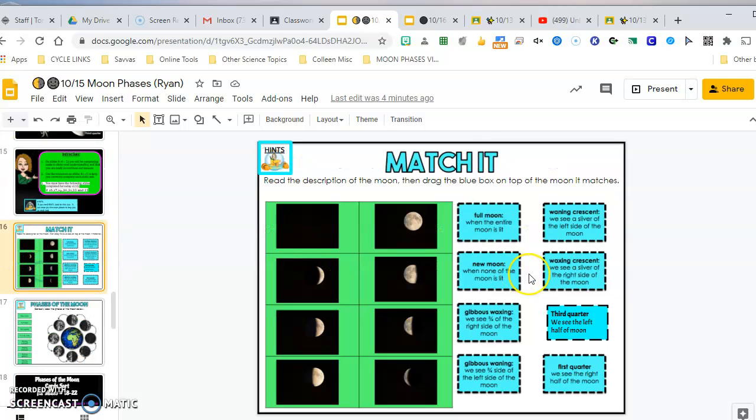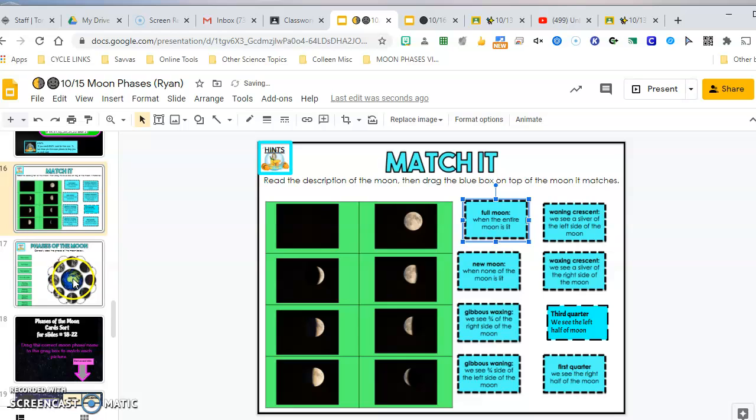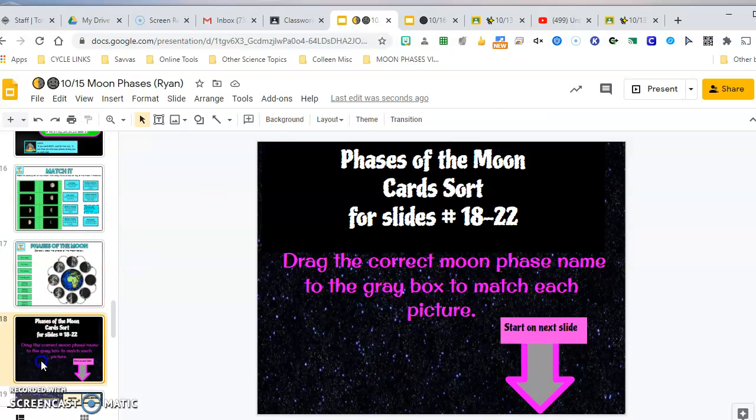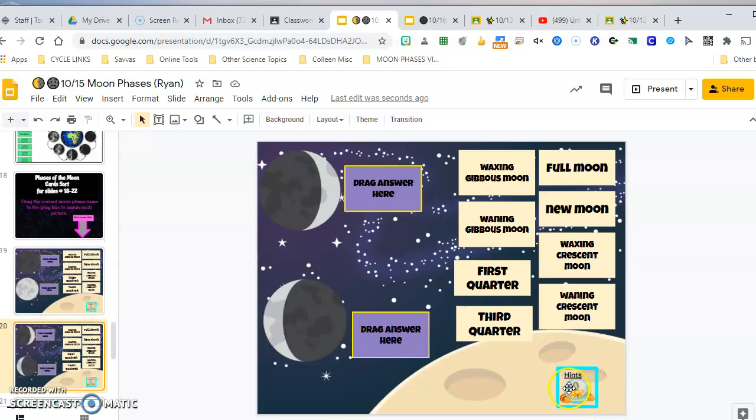Go back to the match it, and you could say which is the full moon, drag and drop the name to match each of the slides. Go to slide 17, same idea. You're looking at the moons, which one is new, which one is full, first quarter, and you can go back and look at the names of the phases to help you. And then the rest of these are card slides where you're dragging to match the name and looking for hints wherever you need it.